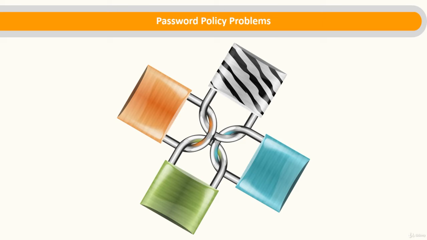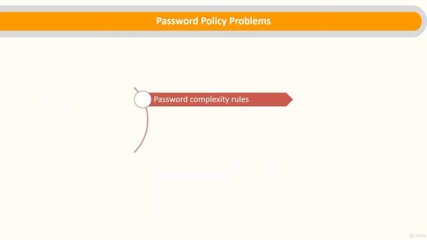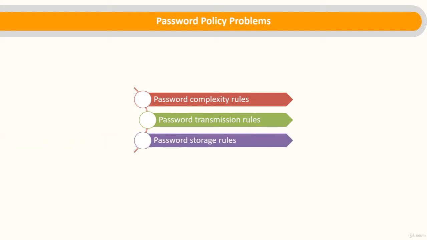Password policy is way more comprehensive. The complexity is just a property of this policy. So a password policy sets how to transport and store passwords as well. All right, so here as pen testers, we've got to figure out three things: password complexity rules, password transmission rules, and password storage rules. The last one is basically how the passwords are stored on the back end.